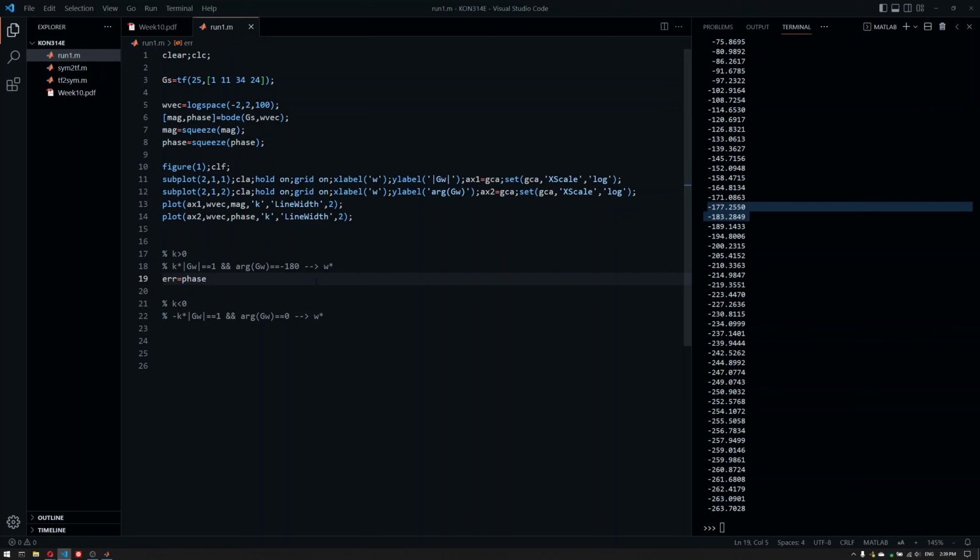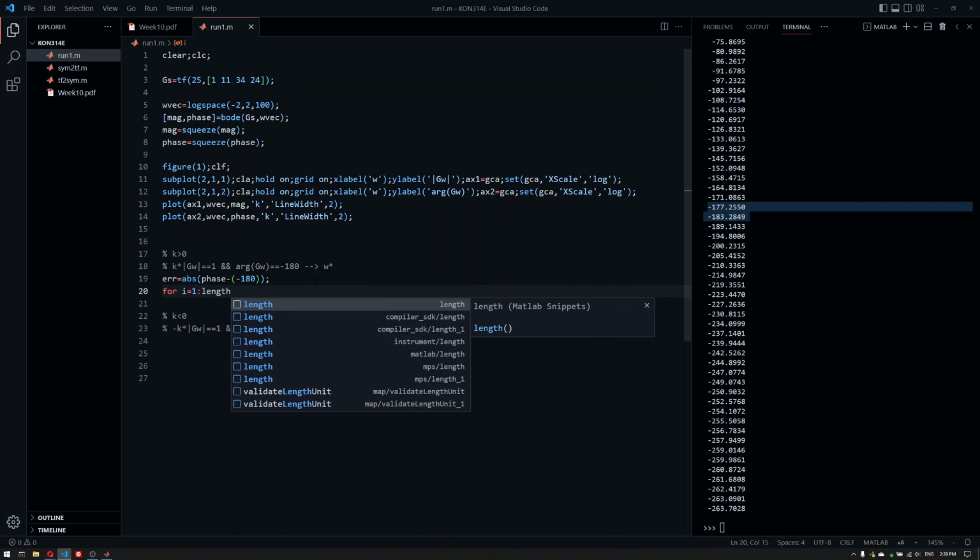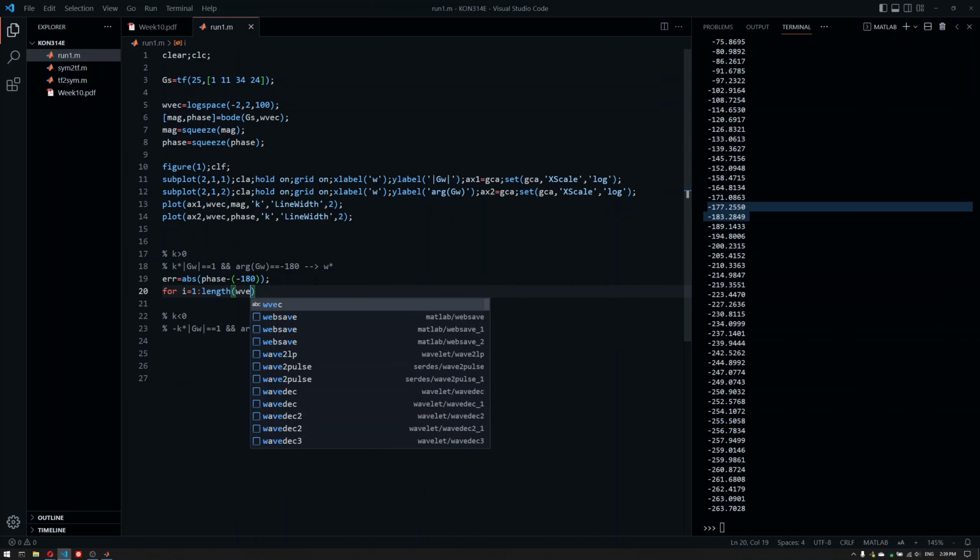So I'm going to define an error here, and it will be the difference between the phase vector and negative 180 degrees. I'm doing it in one line, but if you are interested in maybe the C-type version here, you can just open up a for loop from i = 1 to the length of omega vec.